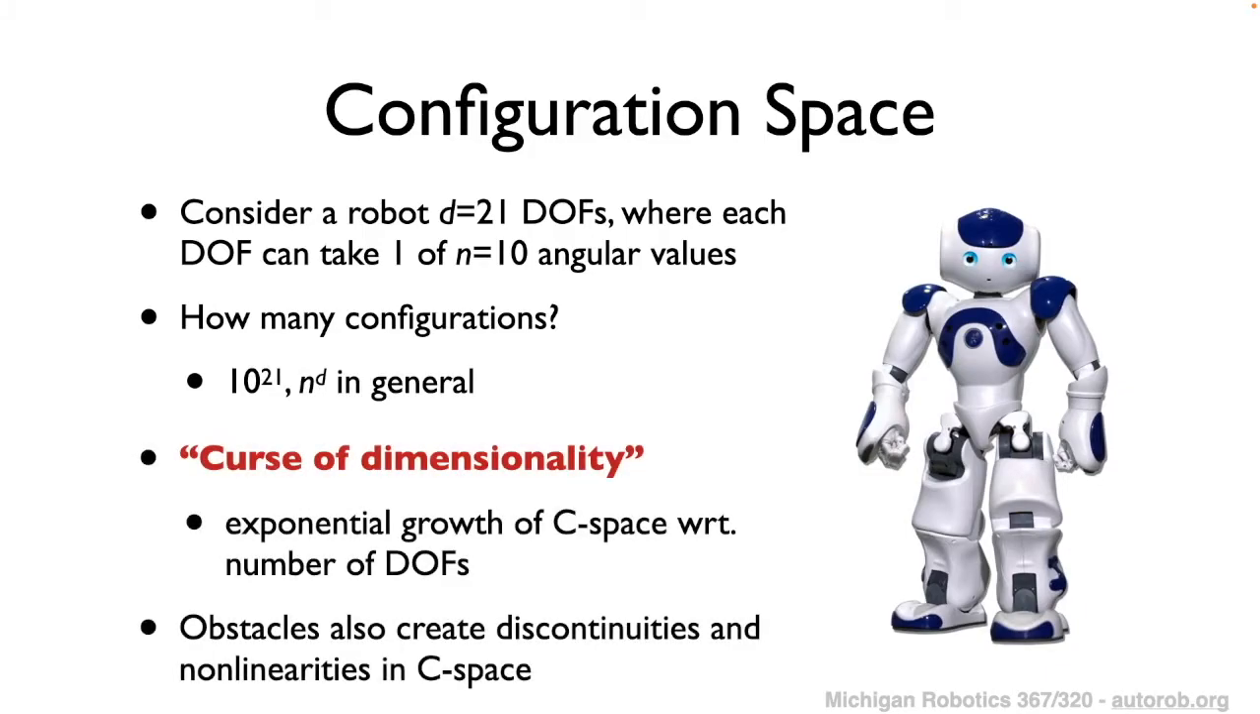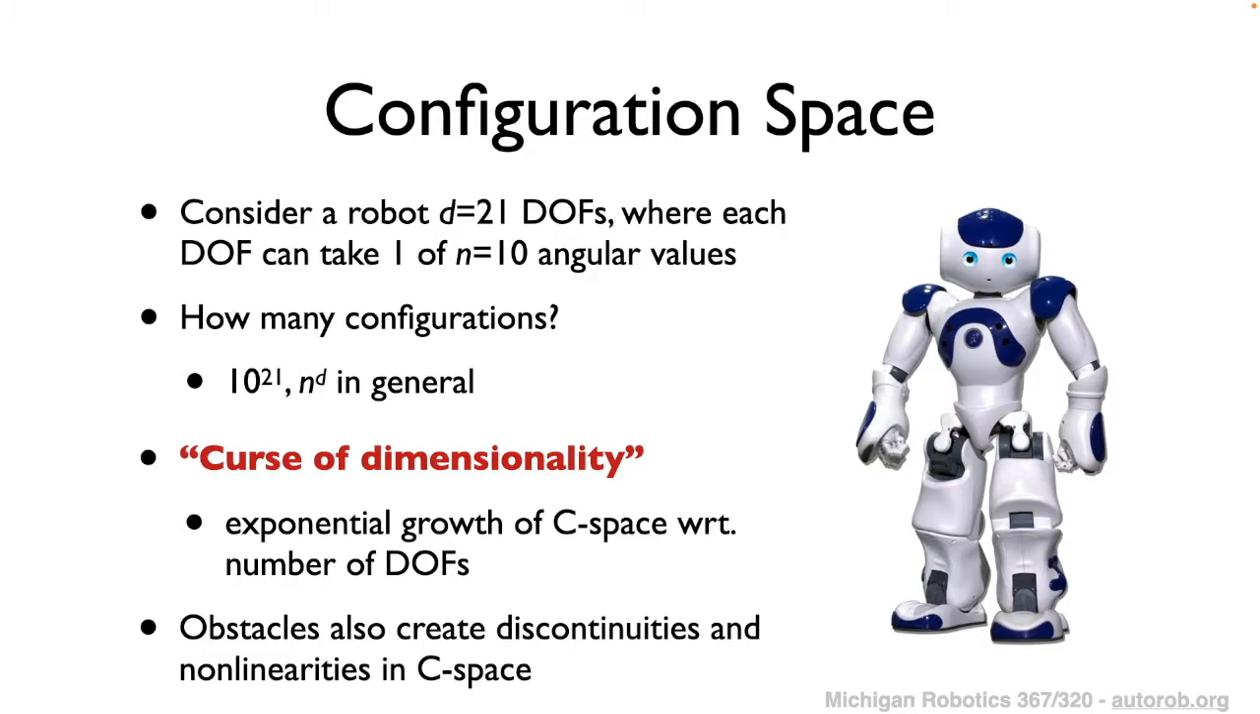The way that's calculated is that there are 10 possible angular values that each of the rotational joints could take, and there are 21 total rotational joints. So the total number of possible configurations would be 10 settings for the first joint, multiplied by 10 settings for the second joint, multiplied by 10 settings for the third joint, and so on for all 21 joints. This number of configurations defines every possible pose, so every possible configuration that our Nao robot could take, based on 21 degrees of freedom, where each degree of freedom can take on 10 values.